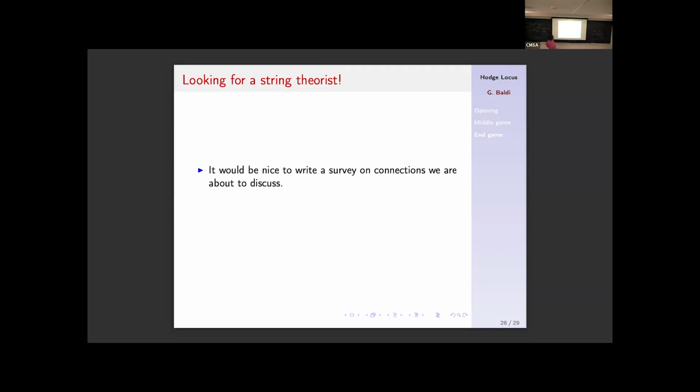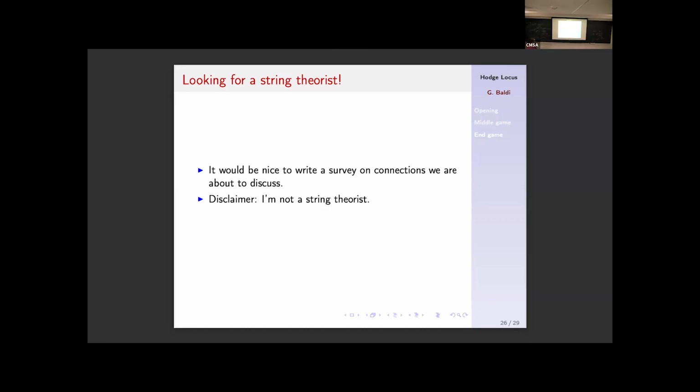Okay, so we are looking for a string theorist, and I'm going to give you a quick overview. And I think it would be nice to actually write up this connection between the Hodge locus and string theory. So if someone wants to join me and do the other half, I would be happy to spell out what these examples are in some survey or something like that. Well, just reach out, please.